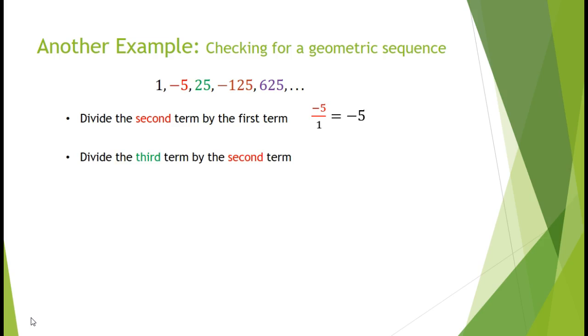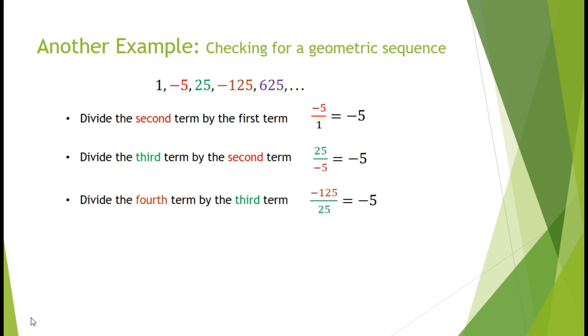Okay, let's do the next set. Going to divide the third term by the second term. So 25 divided by -5 is equal to -5. So far, so good, right? Let's do one more just to make sure. I'm going to divide the fourth term by the third term. That's -5. Oh, so it looks like my answer, when I do this, is always -5.